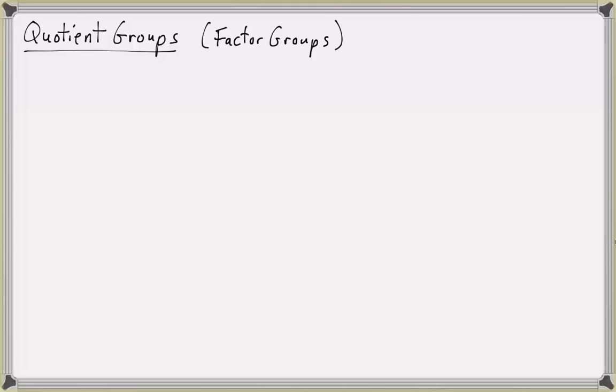So it turns out if H is a normal subgroup of G, then the left or right cosets of H in G actually form a group. So we have a notation for the factor group. Let's define that.